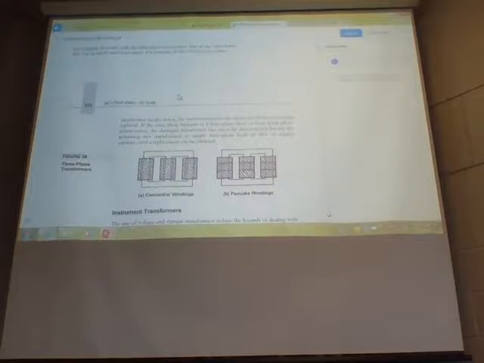If the same thing happens in a three-phase bank of three single-phase transformers, the damaged transformer can be disconnected, leaving the remaining two transformers to supply three-phase loads at 58% of normal capacity until a replacement can be obtained. And that's called open delta. But you can get three-phase power from two transformers if you have to.